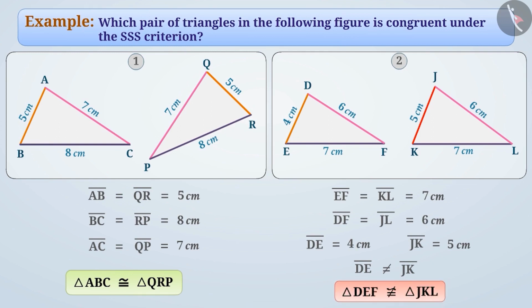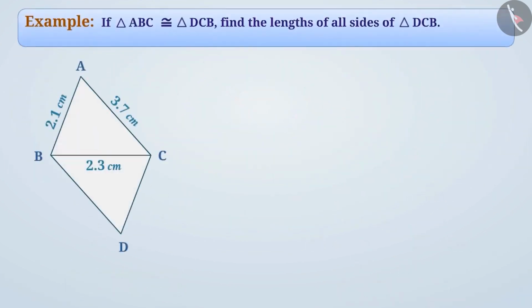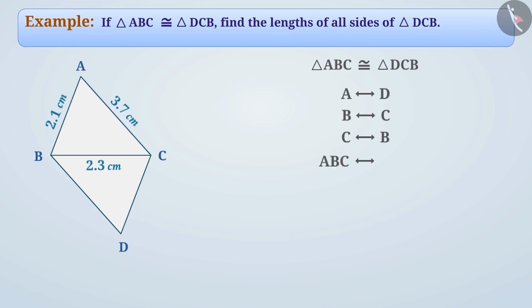Therefore, only the first pair of triangles, that is, triangle ABC and triangle QRP, are congruent under SSS criterion. Next example. If triangle ABC is congruent to triangle DCB, find the lengths of all sides of triangle DCB. Here, triangle ABC is congruent to triangle DCB. Therefore, in this case, the correspondence is, we may write this as ABC is congruent to DCB.